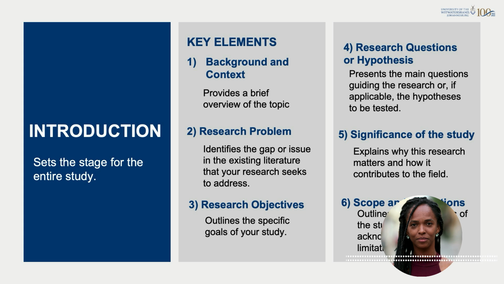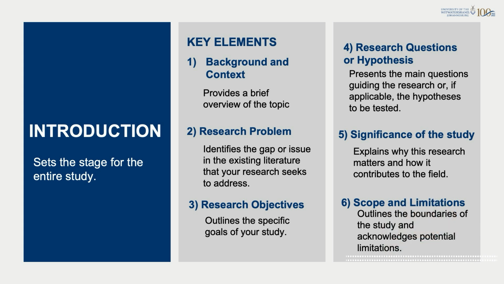3. Research objectives. Outlines the specific goals of your study. 4. Research questions or hypothesis. Presents the main questions guiding the research or, if applicable, the hypotheses to be tested. 5. Significance of the study. Explains why this research matters and how it contributes to the field. 6. Scope and limitations. Outlines the boundaries of the study and acknowledges potential limitations.